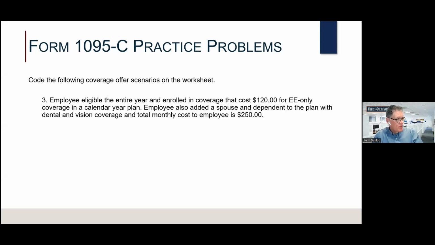So here's an example, fairly similar. Cost of coverage for the employee is $120. However, the employee also adds a spouse and a dependent to the plan, and the total cost is now $250. What does this form look like?